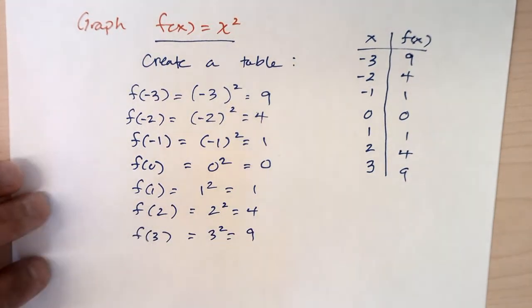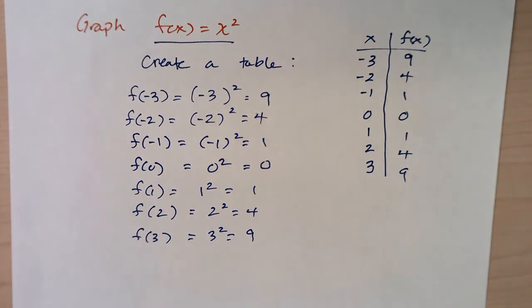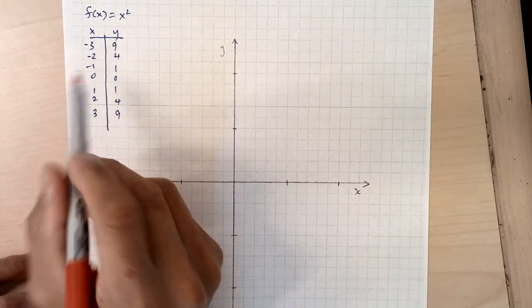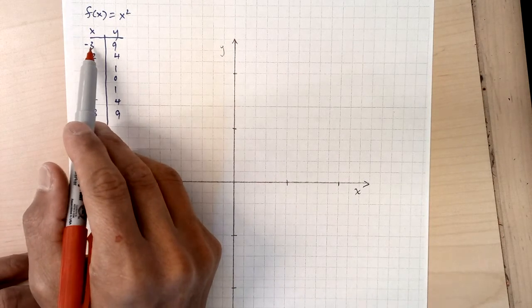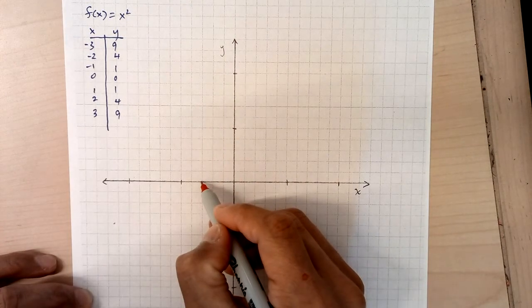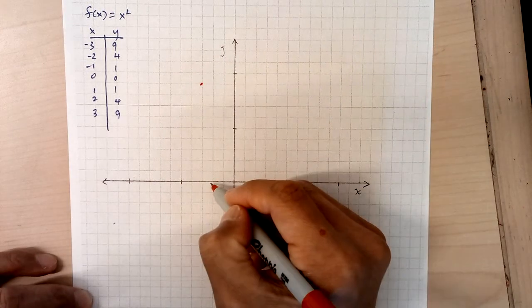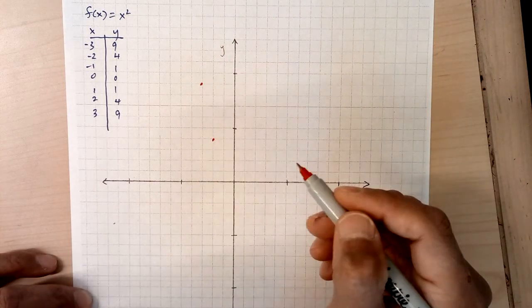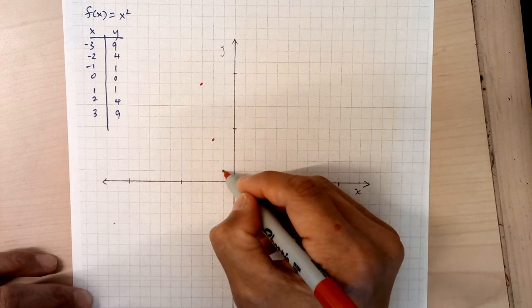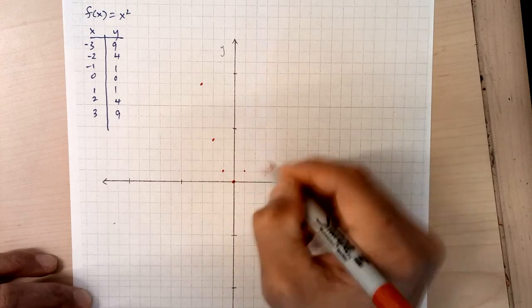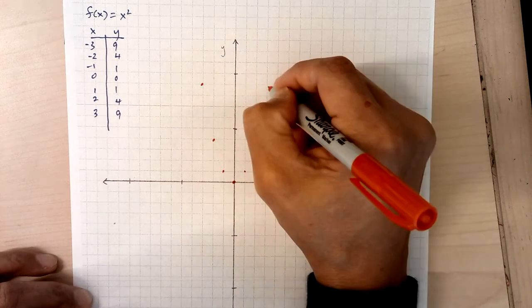And then I'm going to put all of those points onto a graph. So I have the same table that I just created, but now I want to graph each of those points, just starting with the lowest value of x, negative 3, 9. So negative 3, positive 9 is in the second quadrant. I have negative 2, 4, also in the second quadrant, negative 1, 1, second quadrant, 0, 0 is at the origin, 1, 1, 2, 4, and then 3, 9.